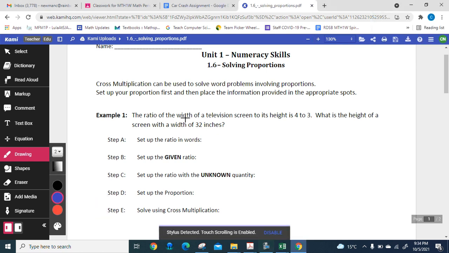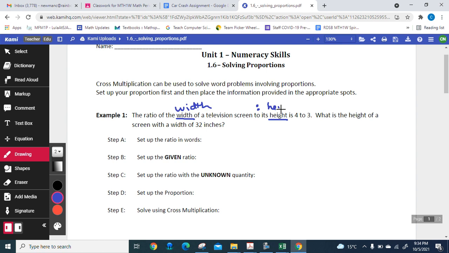So we know that the ratio of the width to its height is 4:3. Okay. So first step we want to do is set up the ratio in words. So you can set this up sideways or as a fraction. Either one works. So you can do it as width to height, or you can do it as width over height. Either one is fine.